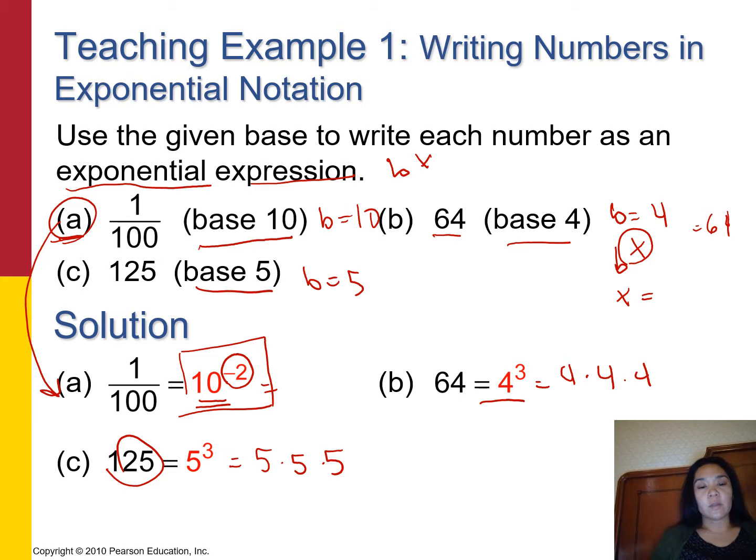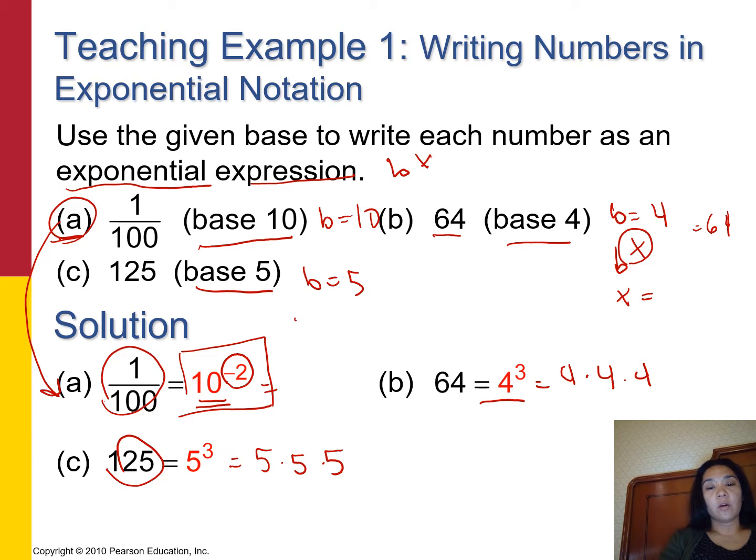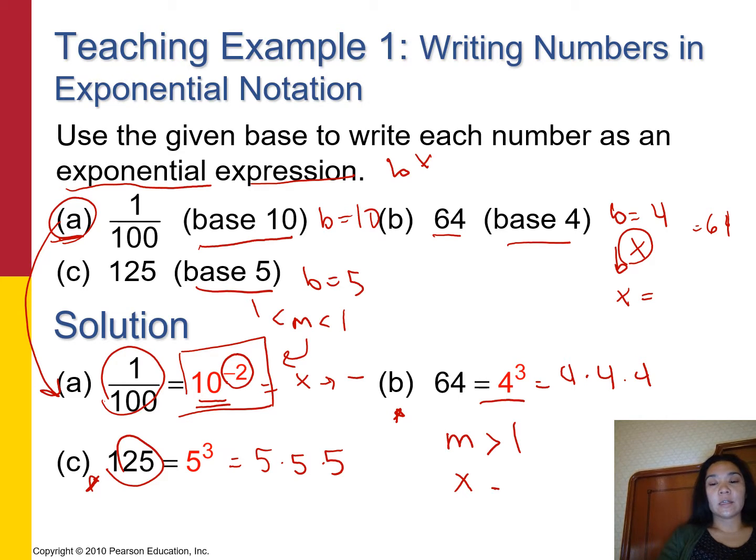Now I want you to notice something. For a here, we're going to call the number m. It is less than 1 but greater than 0. And that causes your x to be negative. And notice these numbers, c and b, those numbers m, they're greater than 1. And notice that your x is positive. And now that is a rule to remember.